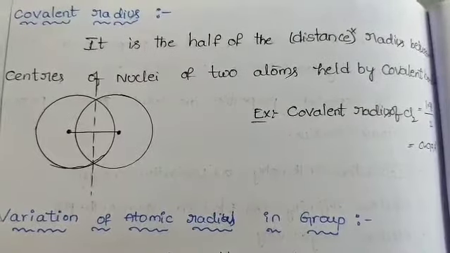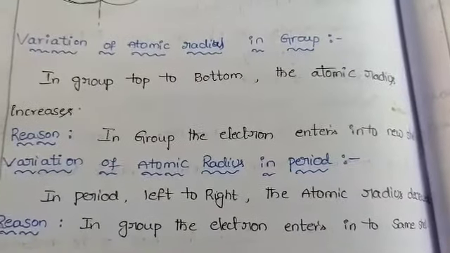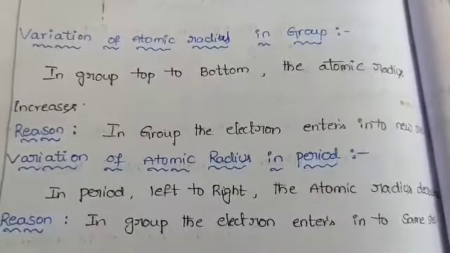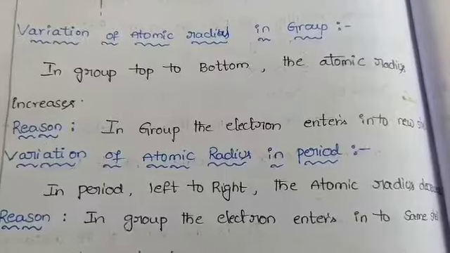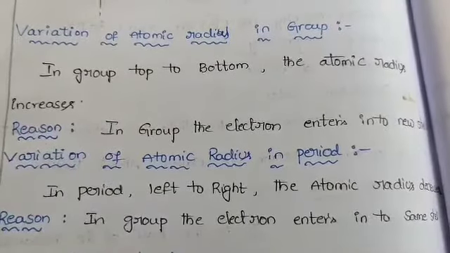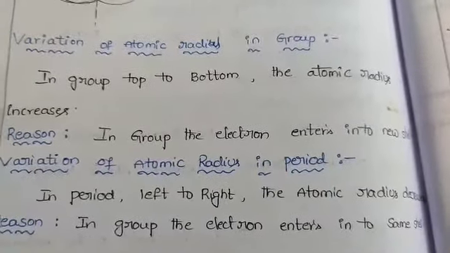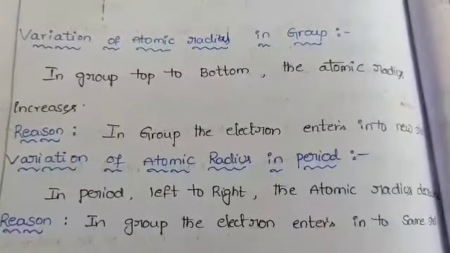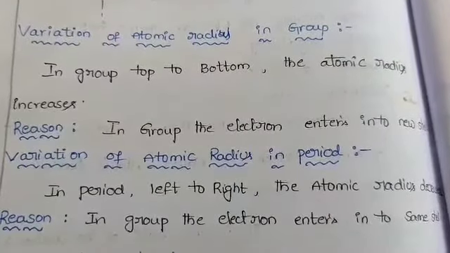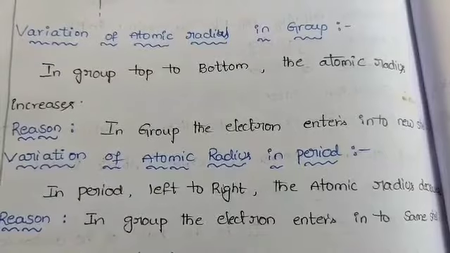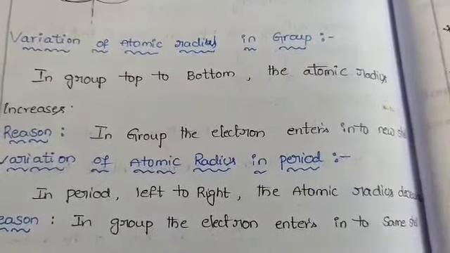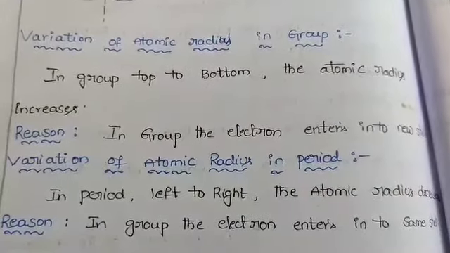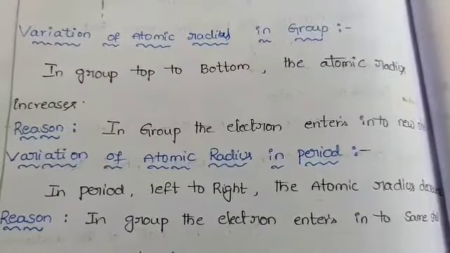Next is the variation of atomic radius in groups and periods. In groups, from top to bottom, the atomic radius increases, because in a group electrons enter into a new shell. That's why atomic radius increases from top to bottom in groups.